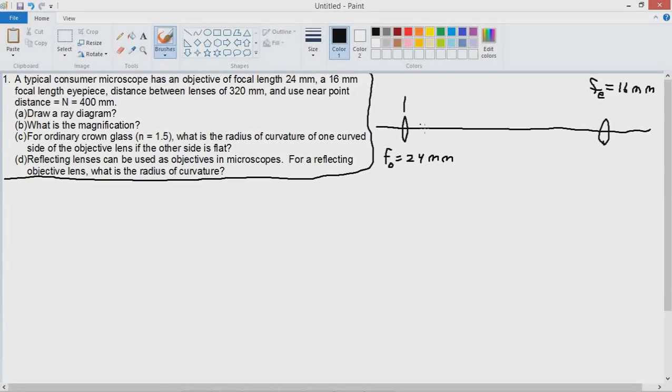Now, Halliday and Resnick uses S for the letter of the distance between lenses. Other authors use the letter L. So in case somebody is reading another book, I'll do this. And that is given as 320 millimeters.